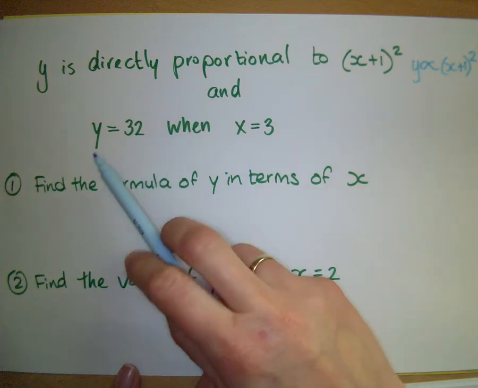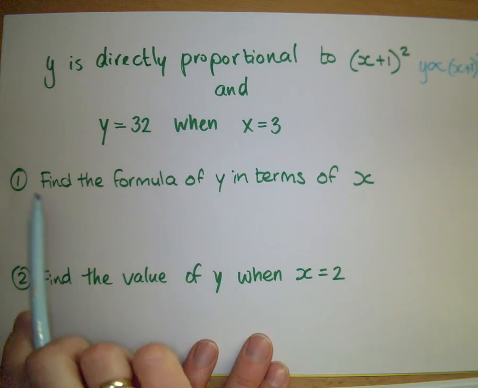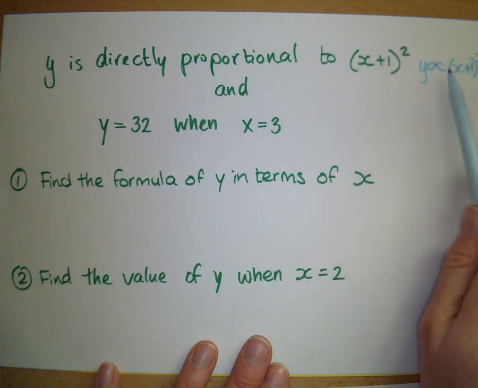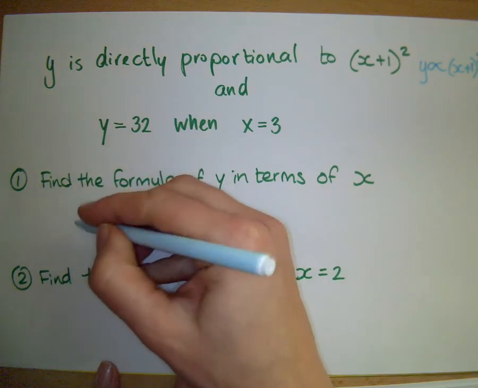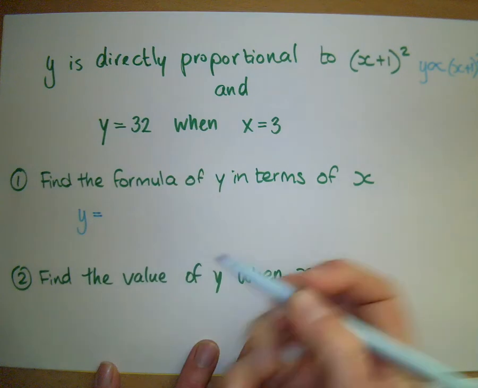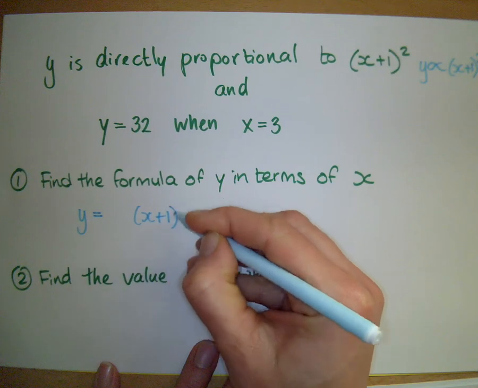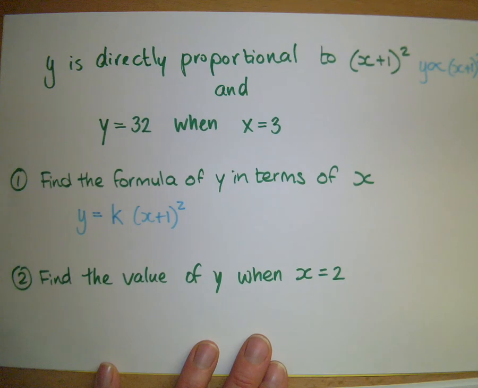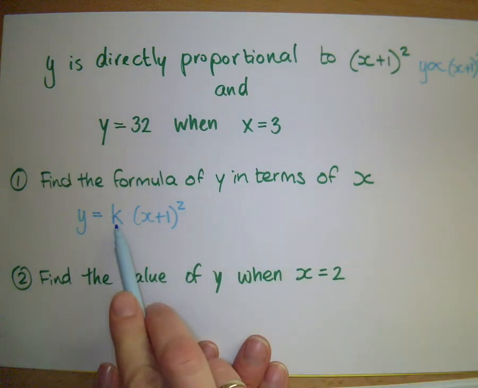And we're told that when y equals 32, x equals 3. Okay, first question is find the formula of y in terms of x. So using this information and this information, we find the formula for y in terms of x. Well, y is directly proportional to x plus 1 squared, so I'm going to write x plus 1 squared multiplied by a constant, right? This is the shape that our formula is going to have. All we need to find now is what the constant of proportionality is in this case.